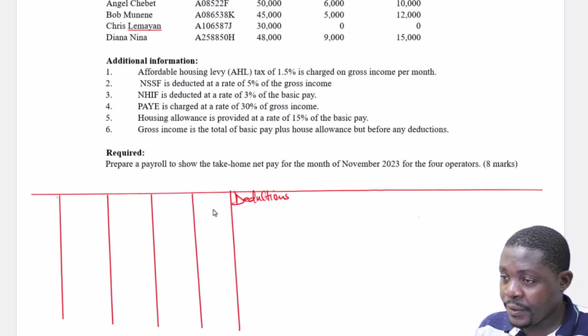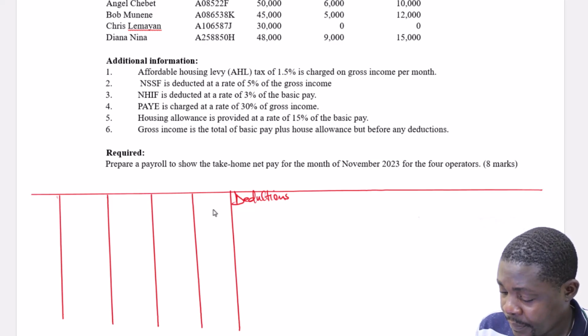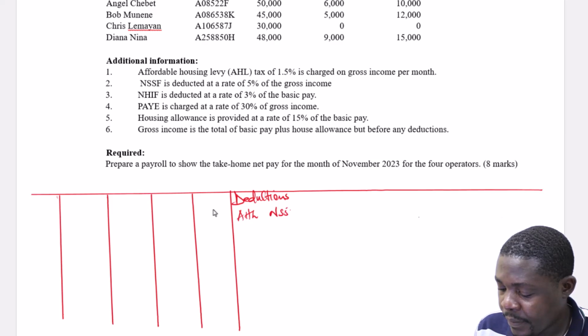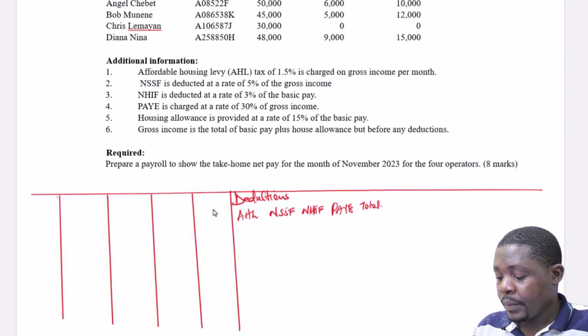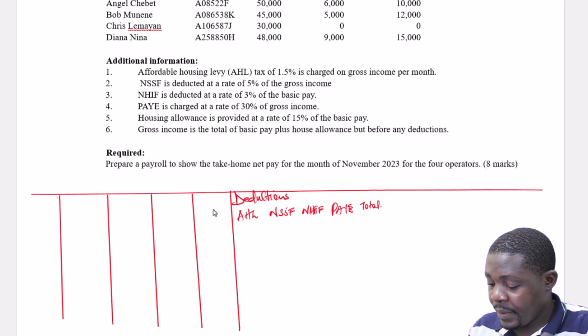Under deductions, we are going to have affordable housing, let me put it AHL. We have NSSF. We also have NHIF. We have PAYE. Then the total deductions, I will insert them there.